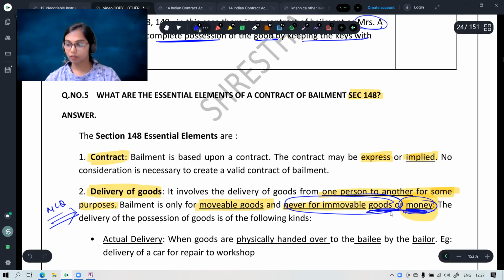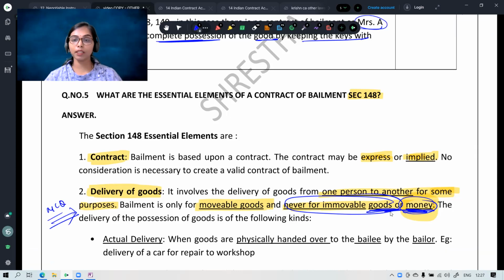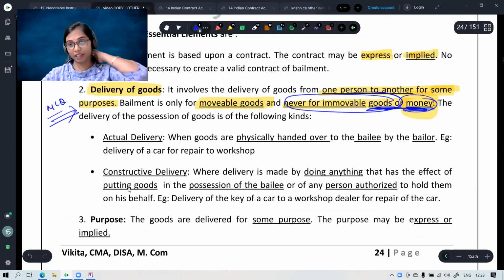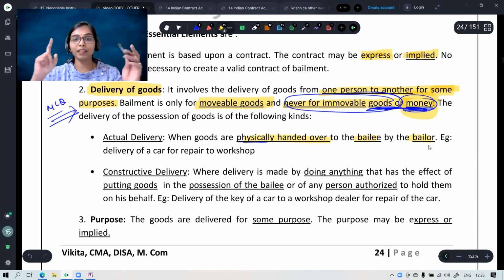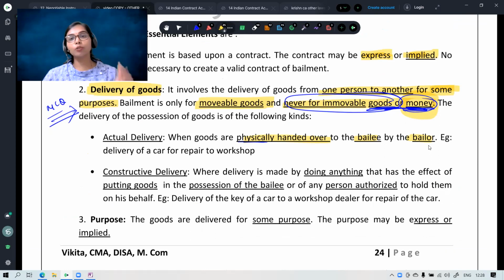The delivery of the possession of the goods is of the following kinds. How is the delivery of possession done? It can be actual delivery or constructive delivery. Actual delivery means when the goods are physically handed over to the bailee by the bailor. For example, delivering the car to the workshop or service center: you are personally going and delivering it to the bailee and giving the keys.